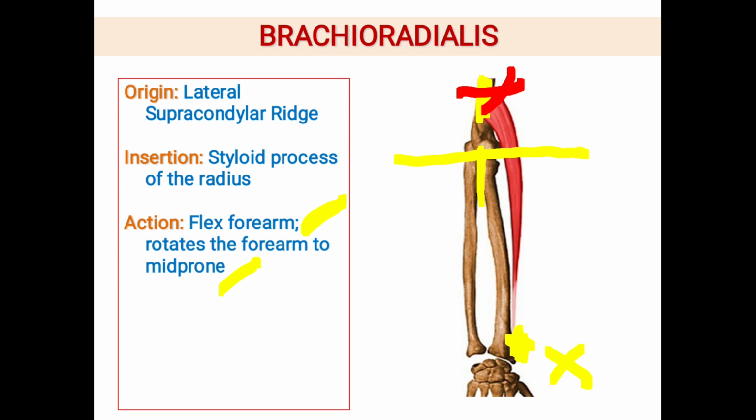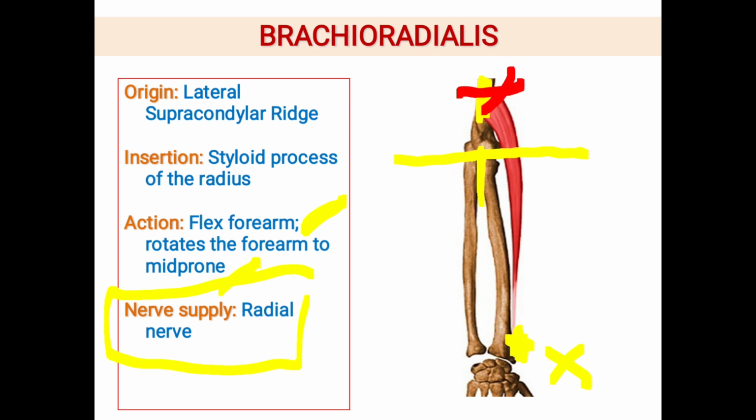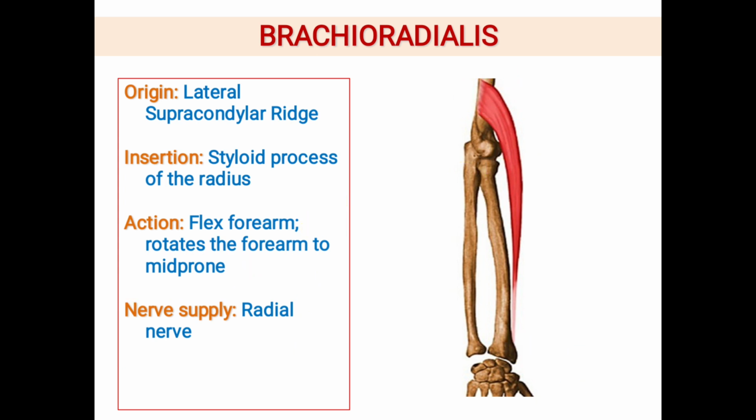So, let's go to the nerve supply. The nerve supply of your brachioradialis is the radial nerve. So, remember, anterior forearm: median nerve except for the flexor carpi ulnaris and flexor digitorum profundus. So the lateral forearm is actually all radial nerve, together with the posterior compartment. So, let's go to the next muscle.